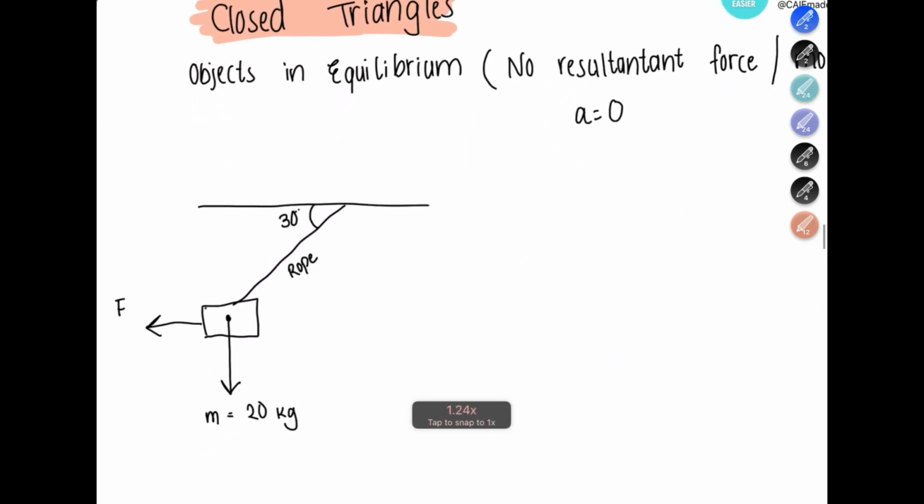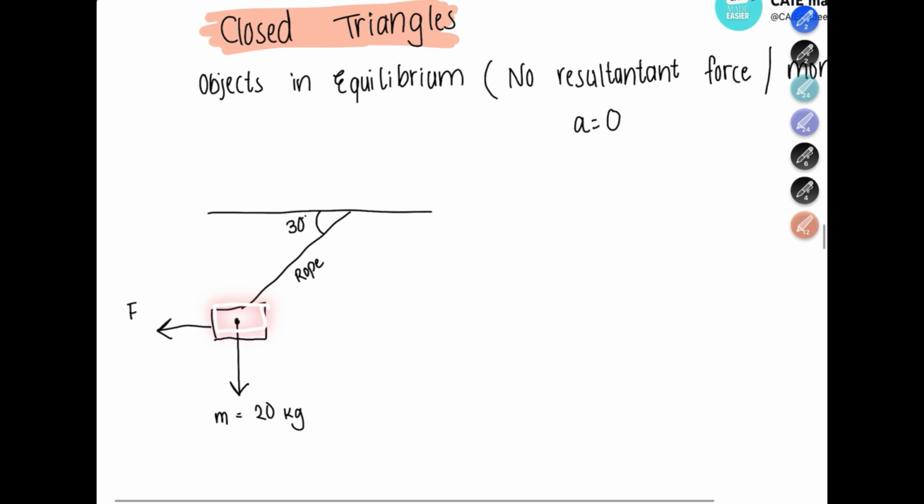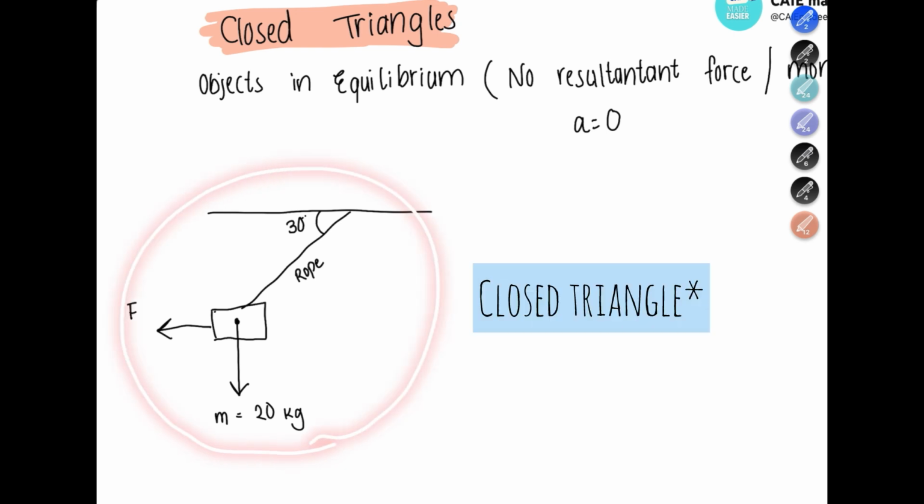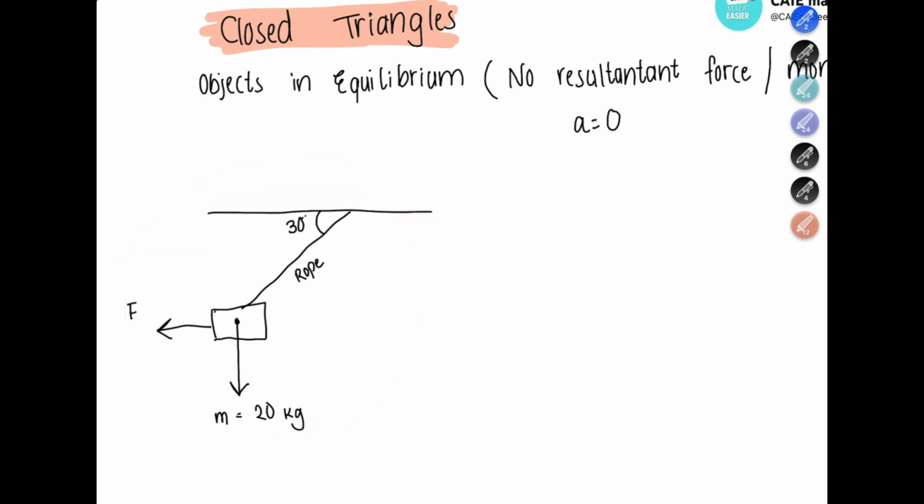Okay, so you can see this object. This object is hanging from a rope. Its mass is 20 kilograms. It has a rope which is at 30 degrees to the roof, and there's another force which is acting horizontally. We have to draw a vector triangle from these three forces. How do you do it?